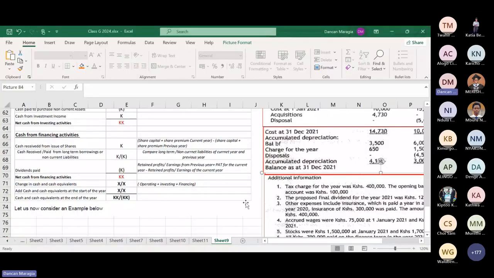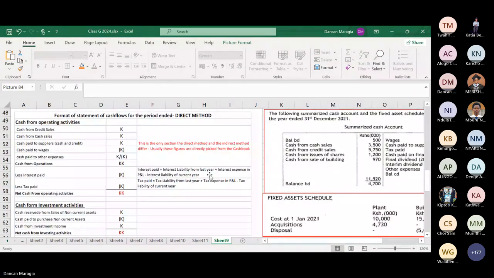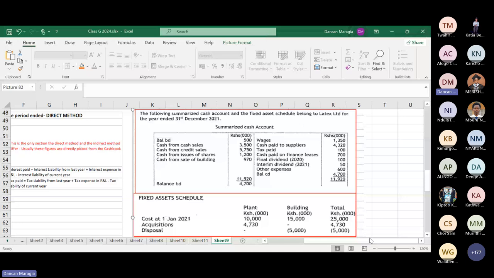So I'm sure this is the formula you're asking about, correct? Interest paid and tax paid. I'm going to illustrate that using another question. Here you have been told, let's consider the following summarized cash account.